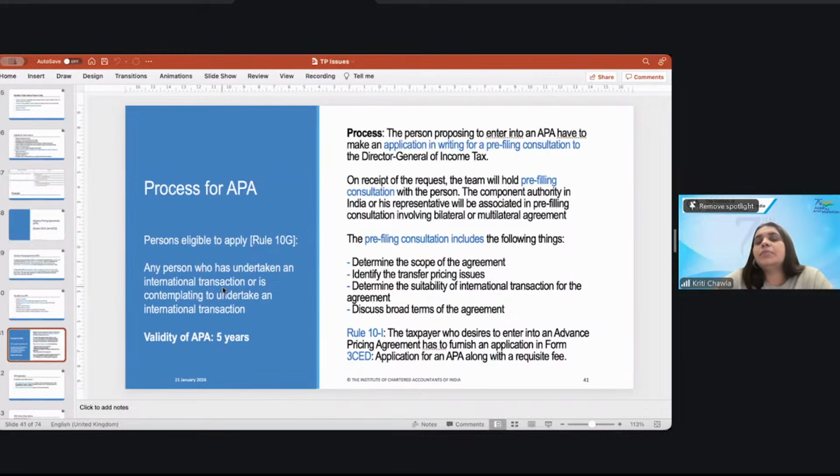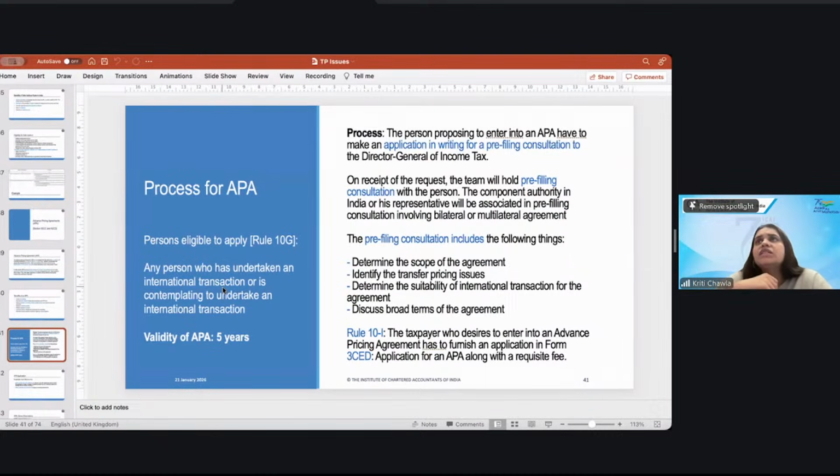Now, when you enter into an APA, there is a pre-filing consultation. You make an application for a pre-filing consultation. In a pre-filing consultation, you don't necessarily have to give a taxpayer's name. This will just determine the scope of the agreement. This will identify the transfer pricing issues, the suitability of the international transaction, and very broad terms of the agreement can be discussed in the pre-filing consultation.